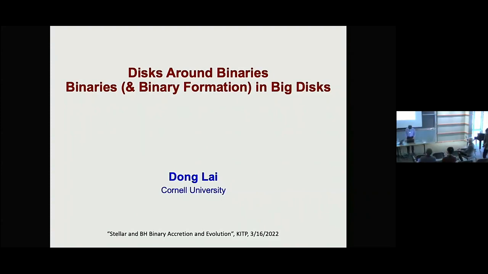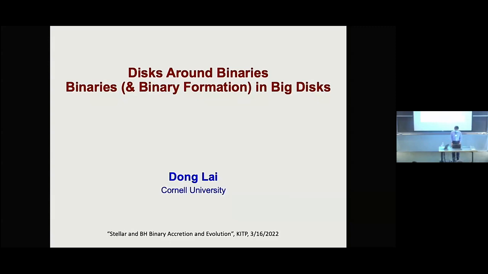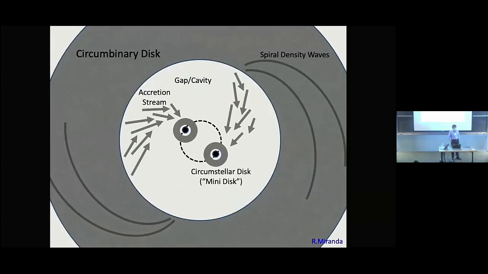So I want to talk about disks around binaries and binaries in big disks. These are two different topics that I'm going to explain. So I really have 2.5 topics I want to cover. Okay. So let me begin by talking about circumbinary accretion. We already have a couple of talks and discussions in the last 2 days on these topics, but I have the talk ready, so I want to go through some basic things, hopefully still somewhat useful.